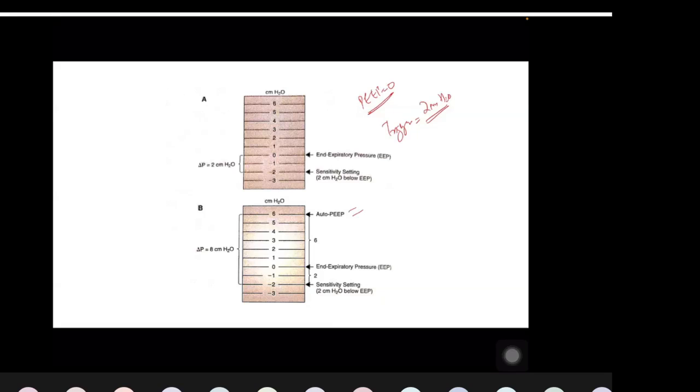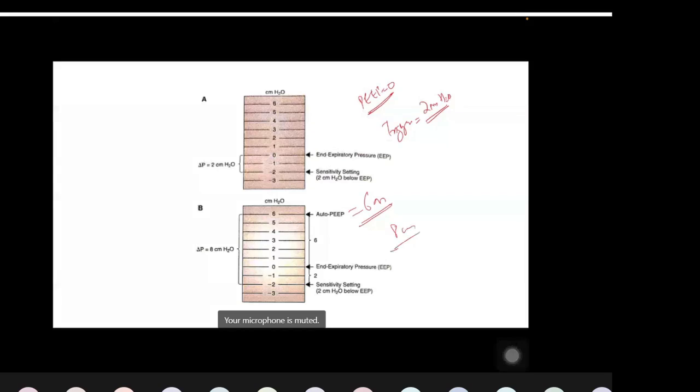Suppose there is an auto PEEP. If there is a 6 centimeter auto PEEP, what happens? The patient has to generate 8 centimeters of water to trigger that breath. So imagine the amount of work required by the patient to overcome that. In this way, it can increase the work of breathing. It can cause asynchrony, it can cause delayed triggering, and it can also cause ineffective triggering.